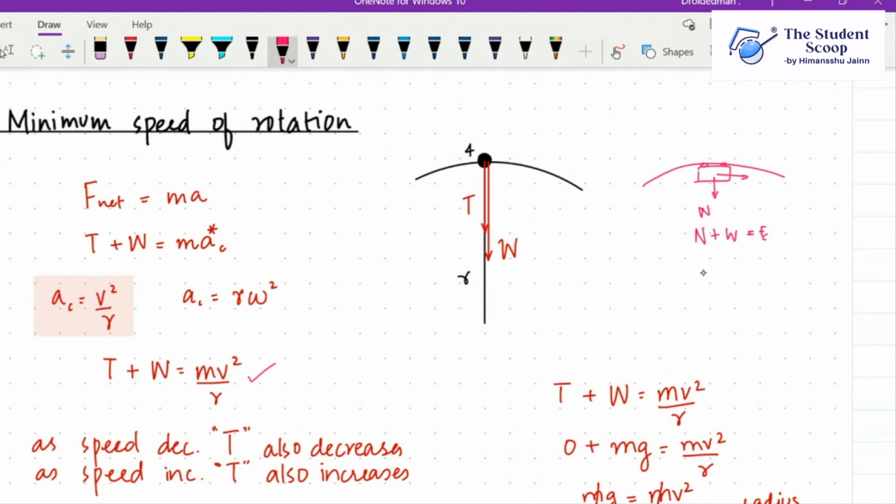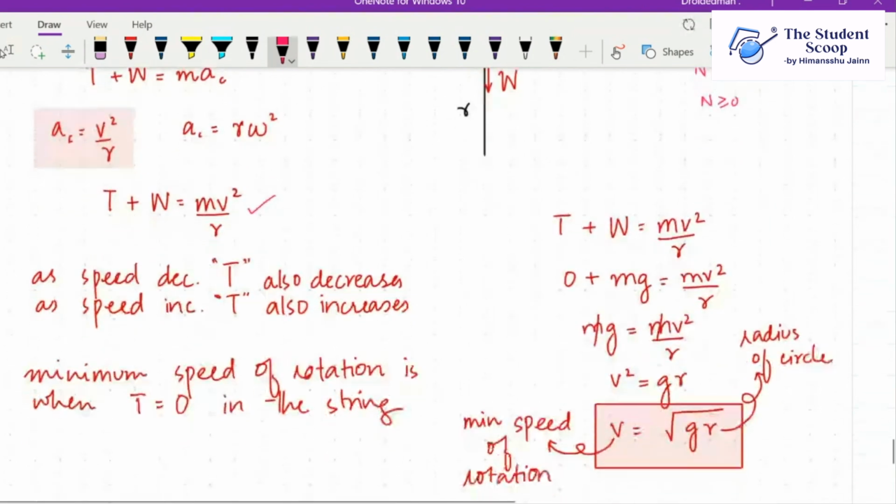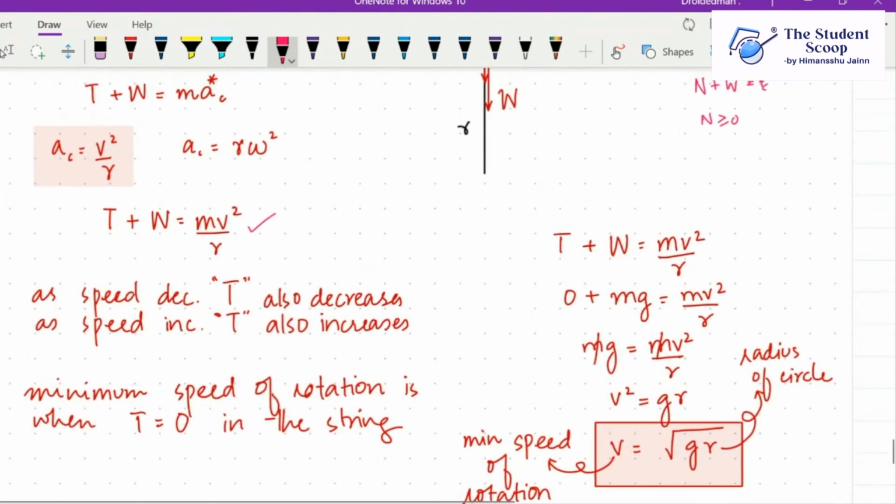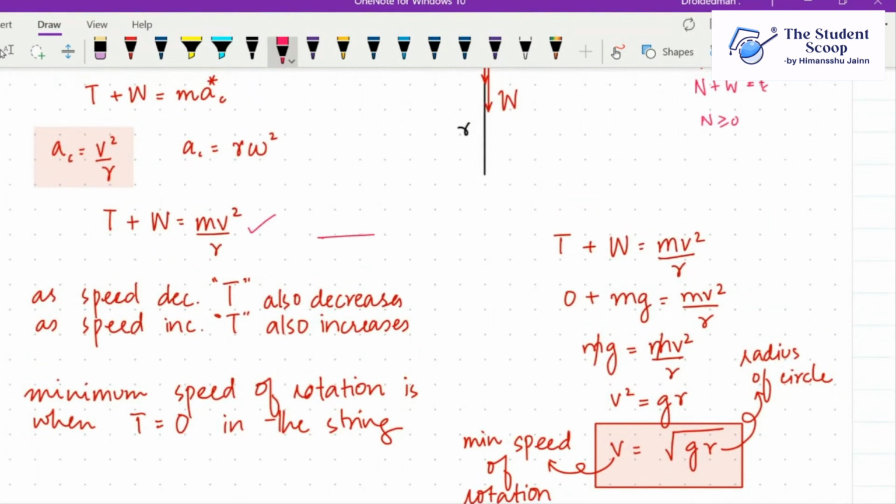Even here, the normal force has to be greater than or equal to zero. If the normal force becomes zero, you will lose contact. It can't become negative. So to find the minimum value of speed, we take the tension or the normal force to be zero in this equation, and from this equation we can get the relationship for the minimum velocity.